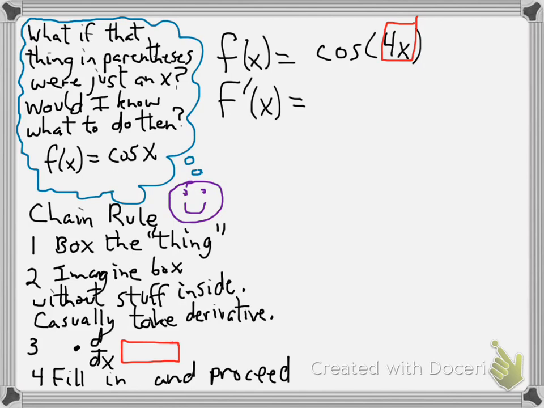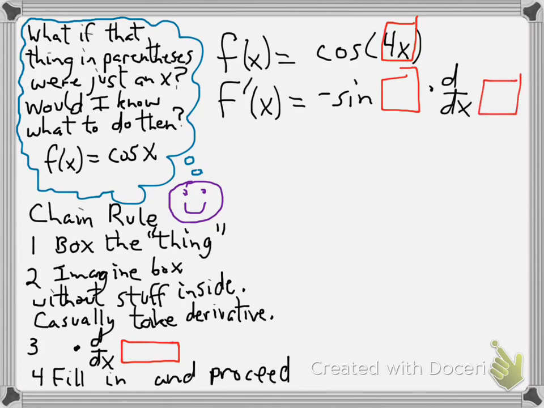So we do step 2, we're imagining the box without stuff inside. We should call this f of x equals cos box, and casually ask ourselves, what's the derivative of cos box? And we will say negative sine box. Then the crucial step 3, which is to say times d dx of the box.